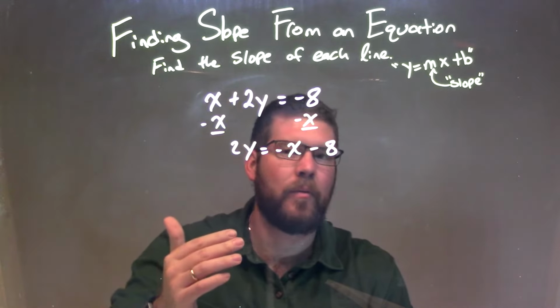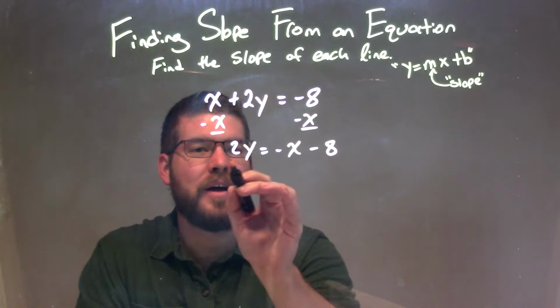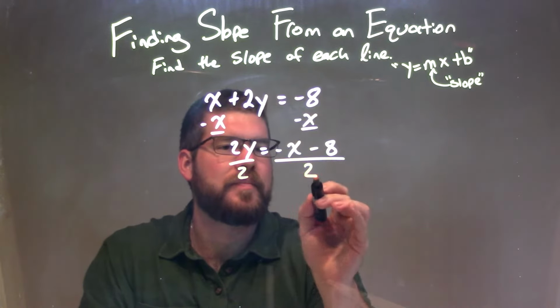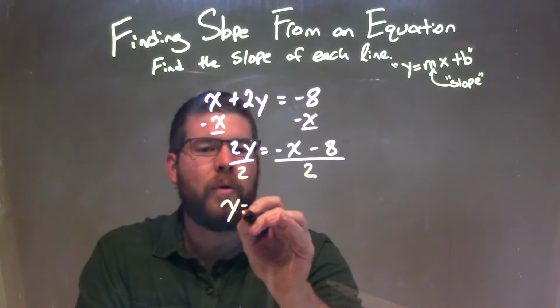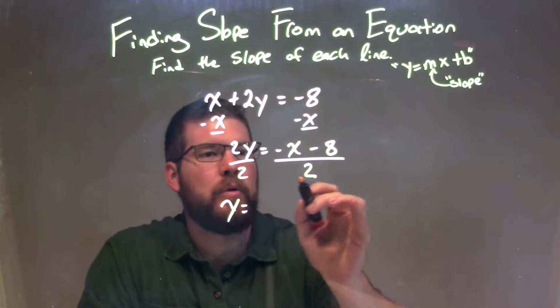My last step to get y by itself is divide by 2 to both sides. So divide by 2 like this. Okay, now it's tricky. Y is isolated, which is fantastic, but I need to distribute that 2 to both parts, right?